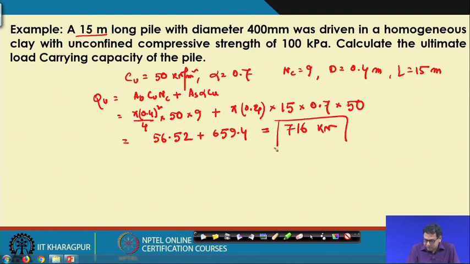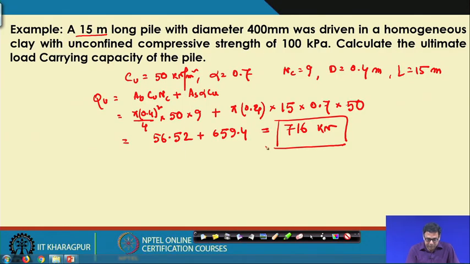So, it is a homogeneous clay, that is why the cohesion value in the friction and the bearing we are taking the same. But if it is a layered soil, then we have to take it segment-wise depending upon the different layers, and in that case the Cu value for base and the side friction may be different.